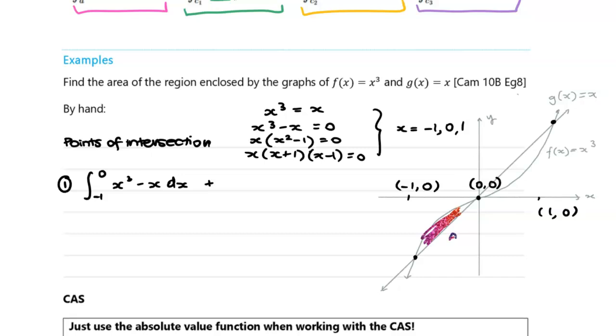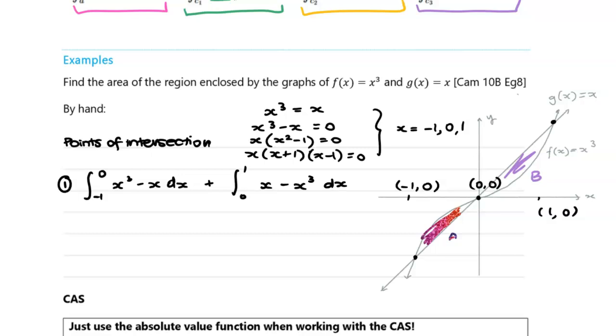The next region that we have here is region B. So we're going to add that and we're going to change it around. We're going to have from 0 to 1, and now we're going to have x is on top and x cubed is on the bottom.